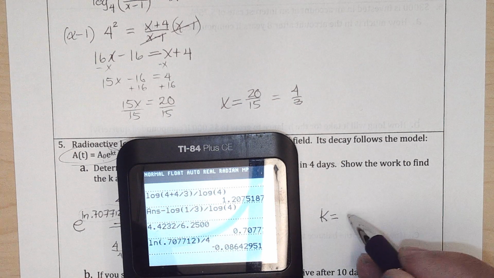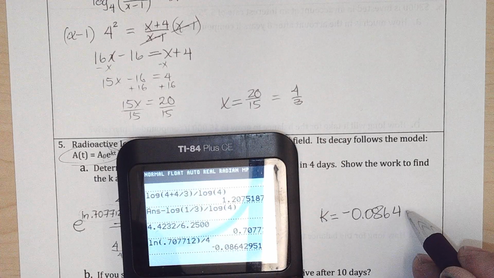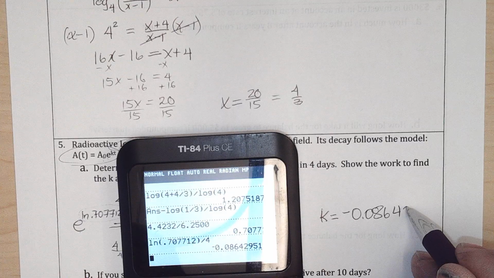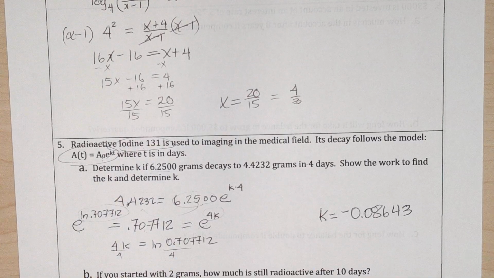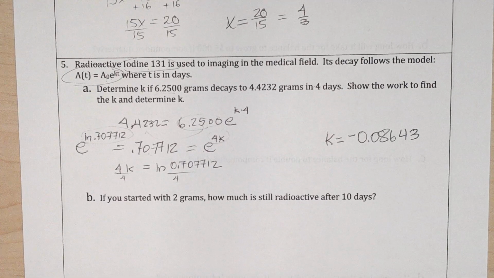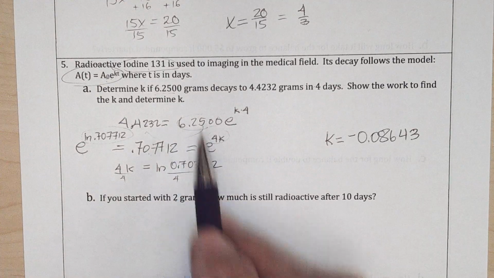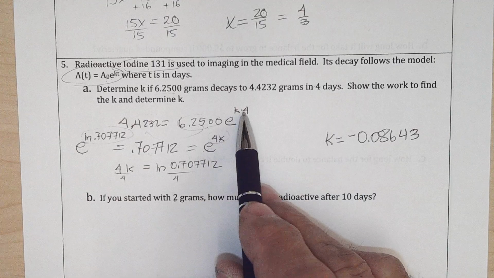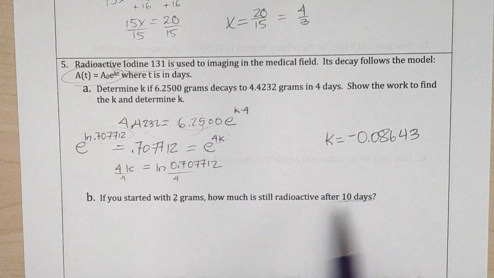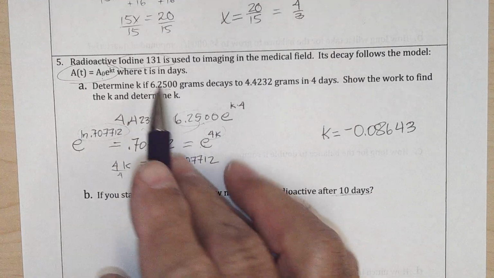K is equal to negative 0.0864295. I'll round it off. So now, what if I started with 2 grams? Not this amount, but 2 grams. e would be to this power times how long I want to go, after 10 days. So I'm just going to figure out 2 grams to start with.